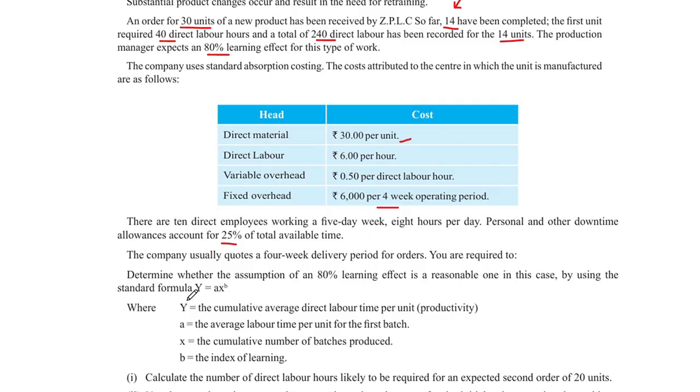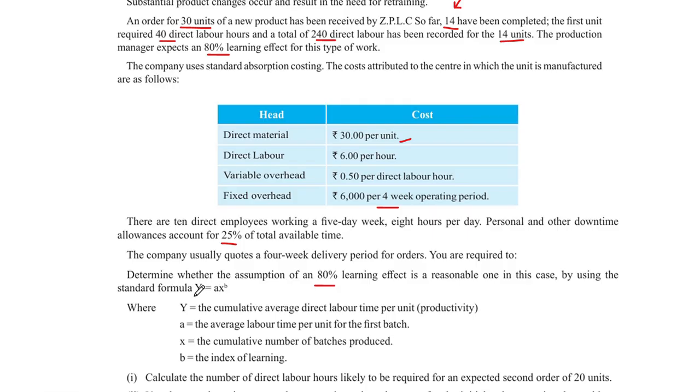You are required to determine whether the assumption of an 80% learning curve effect is a reasonable one in this case. Here we need to find whether the 80% learning curve is reasonable or not. Here we are given 14 units already completed, the total time taken for 14 units, and the time taken for the first unit. So here we need to identify whether the 80% assumption is correct or not.